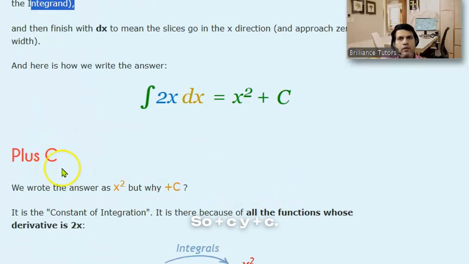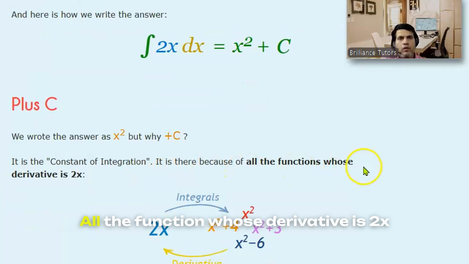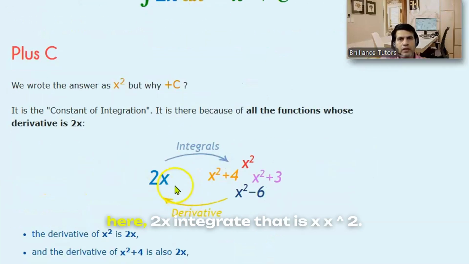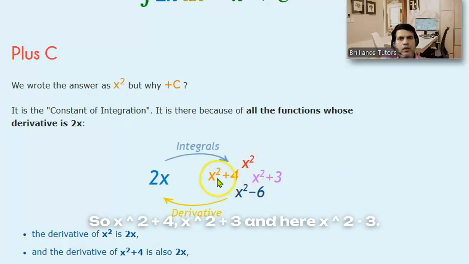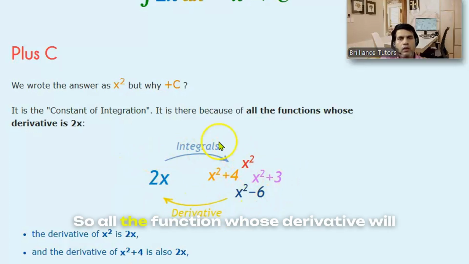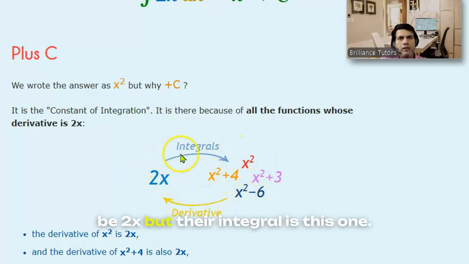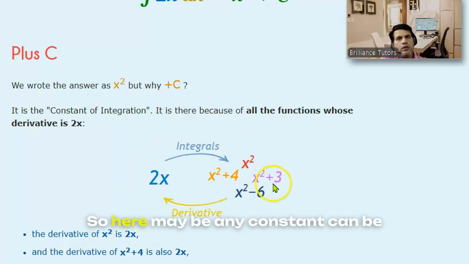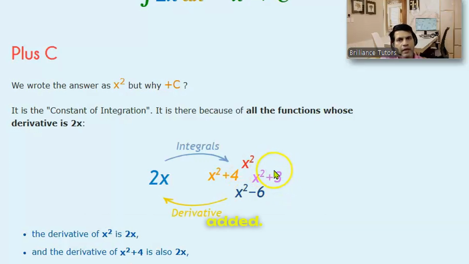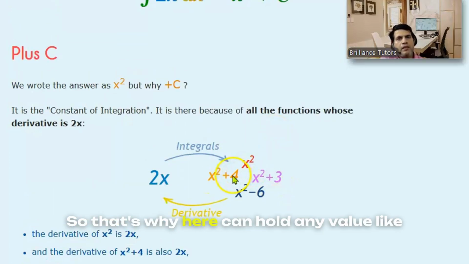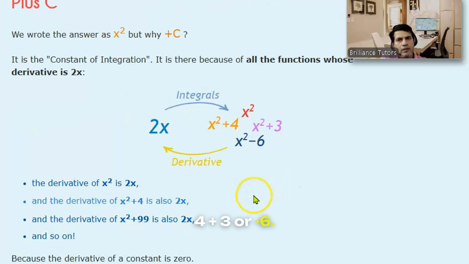Why plus c? All the functions whose derivative is 2x have an integral of x square: x square plus 4, x square plus 3, and x square minus 3. All these functions have derivative 2x, but their integral is this one. Any constant can be added, so c can hold any value like 4, 3 or minus 6.